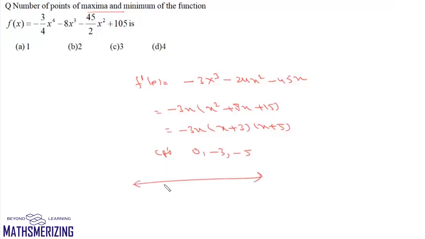So we'll plot it on a number line. So this is minus 5, minus 3 and 0. Rightmost is minus, plus, minus and plus. So we'll get a maxima or minima at all the 3 points. So number of points of maxima and minima is 3, and that's your option number C.